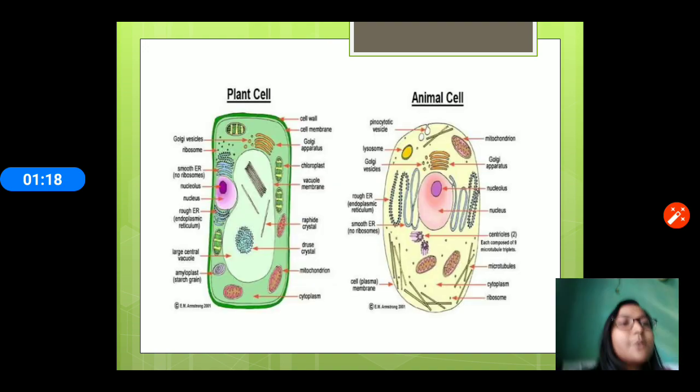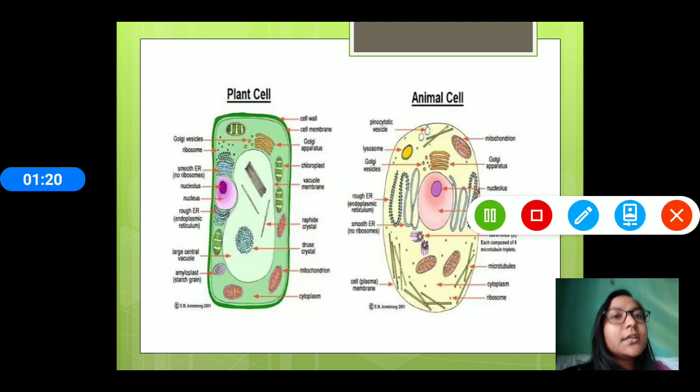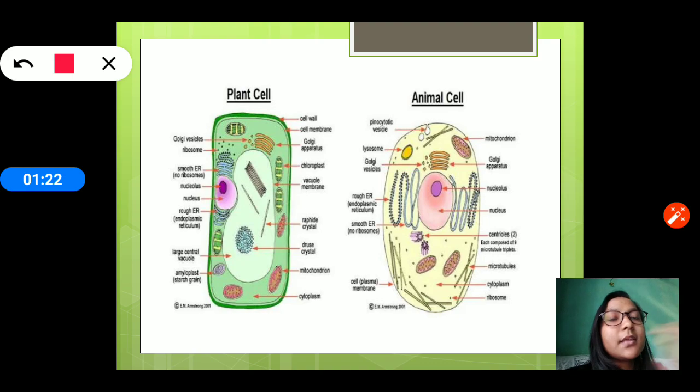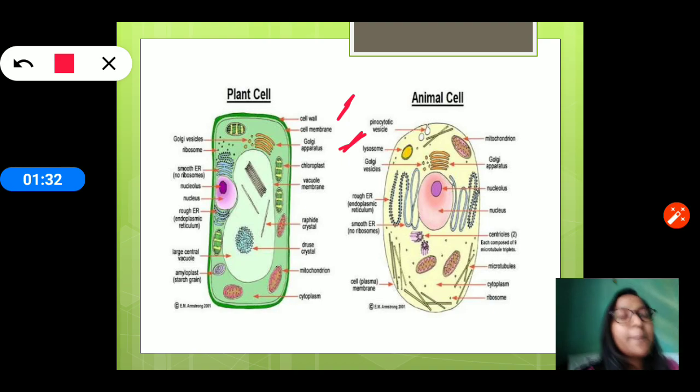So if we observe the diagram of the plant cell and the animal cell, we can see that a plant cell has the cell wall as its outer layer. Within its cell wall there is the cell membrane, but in case of animal cell there is no cell wall. The outer boundary is the cell membrane, also known as the plasma membrane.